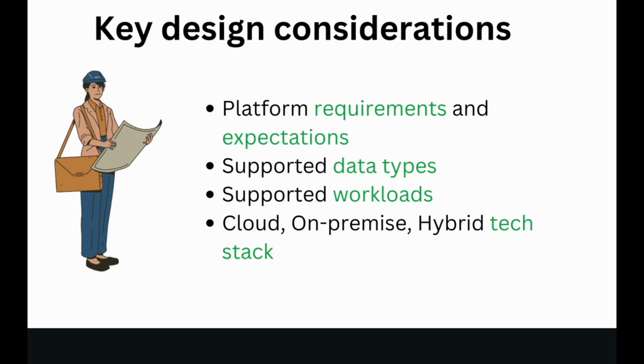What are the key design considerations for creating an architecture blueprint? Let's try to understand this now. To architect any platform, you must first understand its requirements and its expectations. Some examples include ingestion frequency, reporting frequency, latency, and associated SLAs. You will also have to understand the different data types that the platform is expected to support. Do you want to handle structured data? Or is there also a requirement to handle unstructured data? Are there any BI use cases? Or do you also have AI ML workloads?